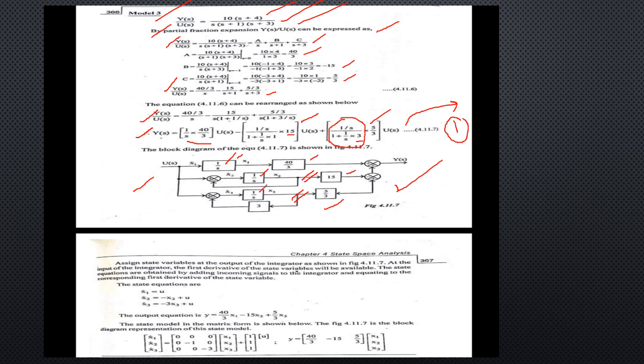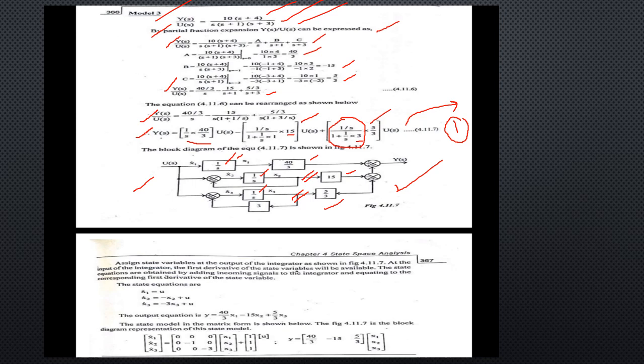So here we have three 1 by s integrators. The output of each integrator represents one state variable. So the first integrator output we take as x1, the second integrator output we take as x2, and the third integrator output we take as x3. If the output of the integrator is a state variable, then what about the input of the integrator? It is the first derivative of the state variable.